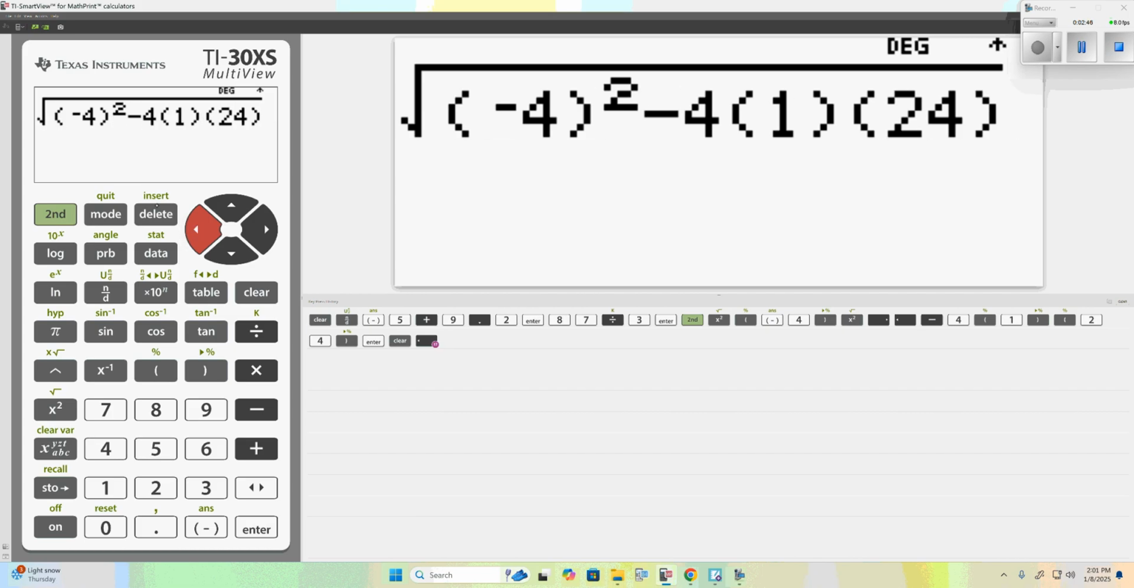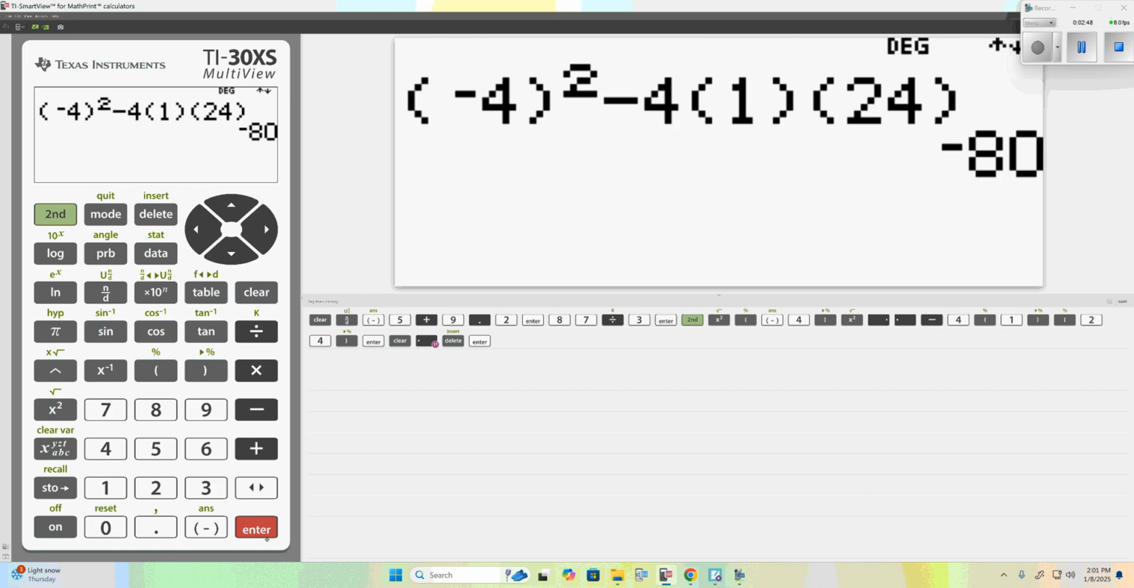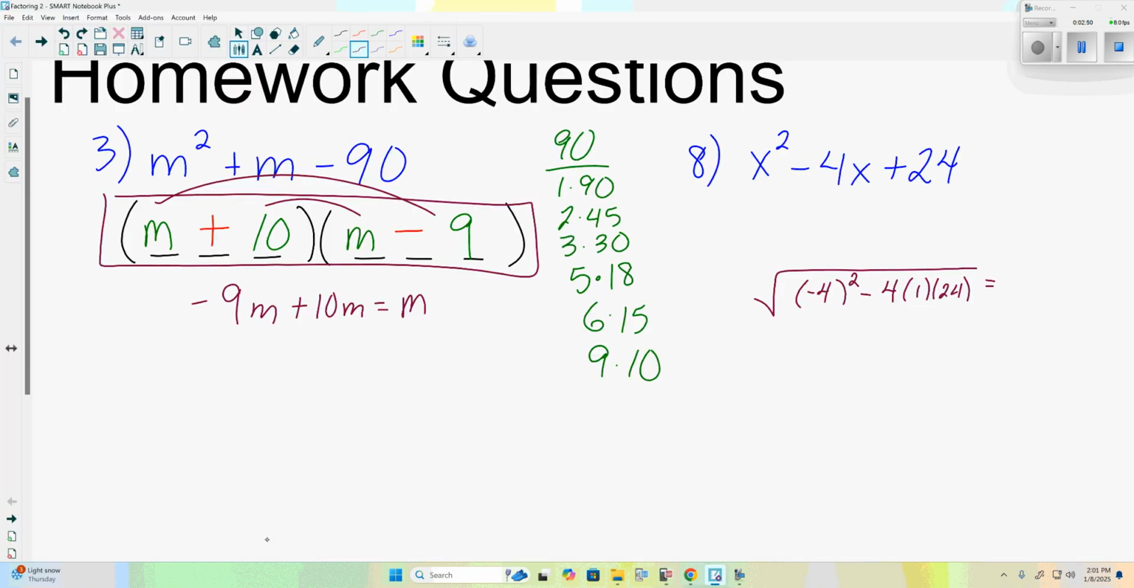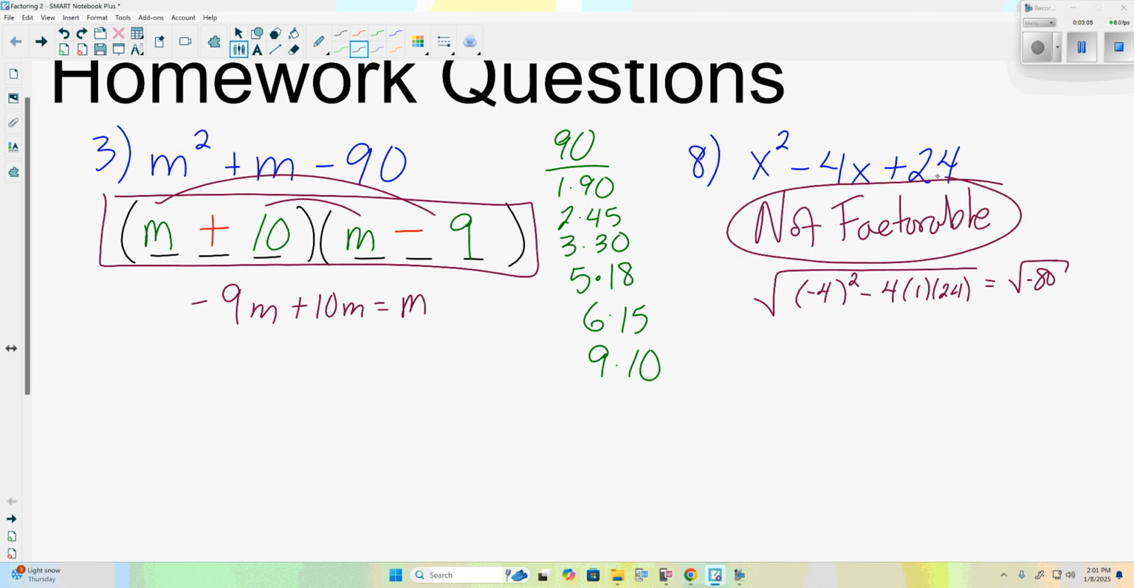So let's see what we get, negative 80. So really this is saying that that part of it's going to be negative 80. We have complex terms. So this one here is not factorable. Yep, so number 8 is the one that doesn't factor at all. There's no greatest common factor, nothing we can do with it.